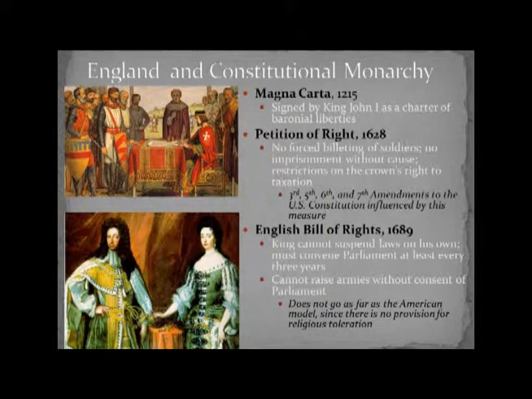The 3rd, 5th, 6th, and 7th Amendments. The Third Amendment, of course, deals with quartering soldiers without consent, clearly inspired from the English precedent here. Fifth, the right to due process of law, which is also addressed in this petition of right. And the sixth, the right to a speedy trial. Seventh, guarantee of trial by jury. Things that were in one way or another addressed in this petition of right.